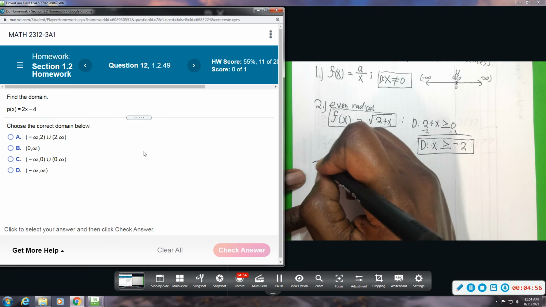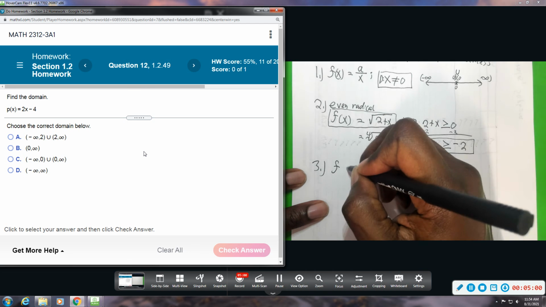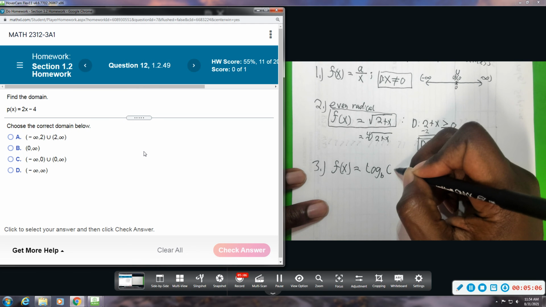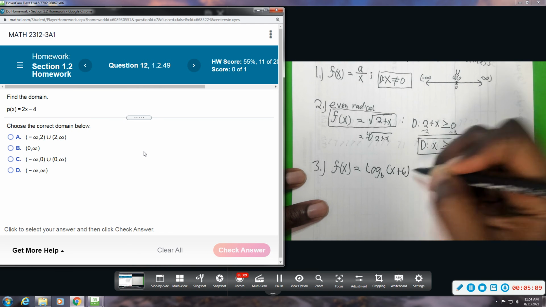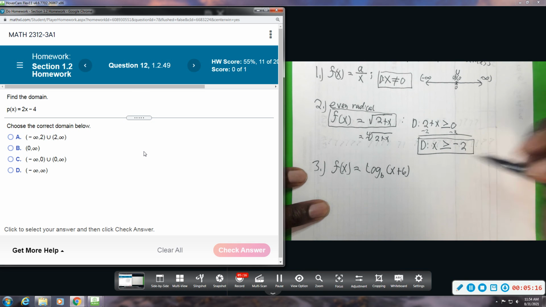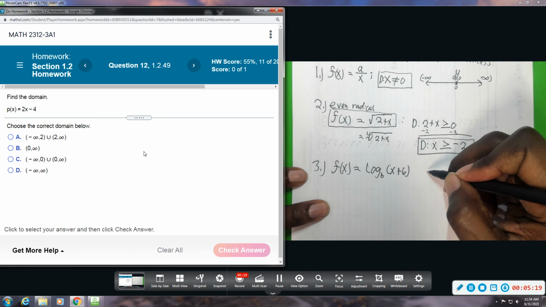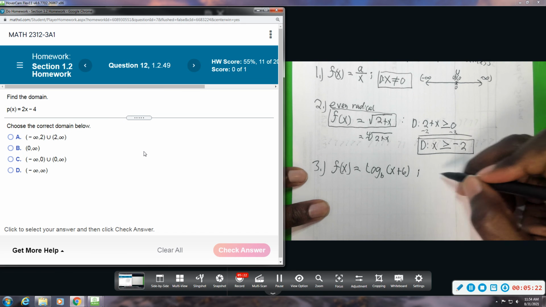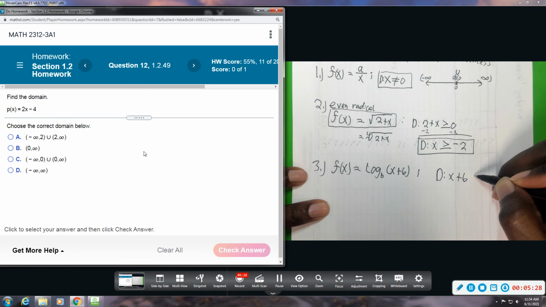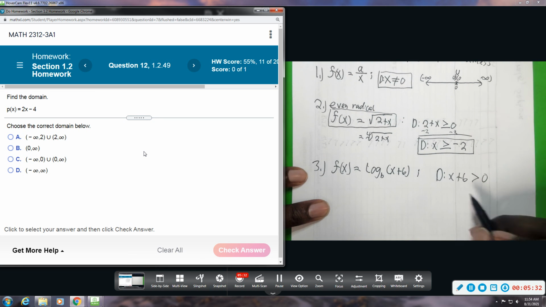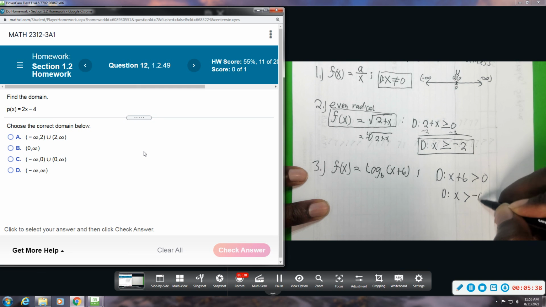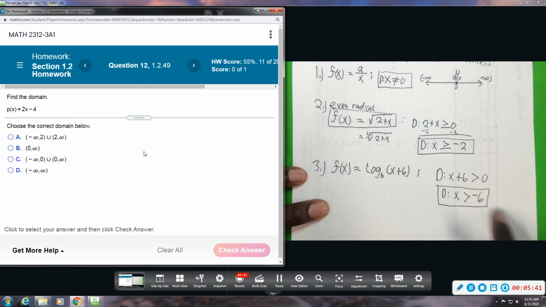And then scenario number 3 is if you have a log. So for example, f of x equals, we'll just say log base b of x plus 6, for example. Whatever you're evaluating the log of in those parentheses, that has to be greater than 0. It's akin to a radical. So whatever you're evaluating the log of, so in this case, domain, x plus 6 strictly has to be greater than 0. It has to be positive. You would solve for x by subtracting 6, and that would give you a domain of x is greater than negative 6. So as long as you pick a value greater than negative 6, that would work.